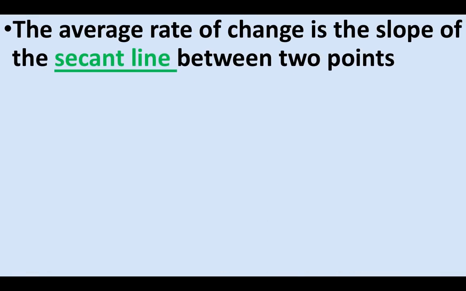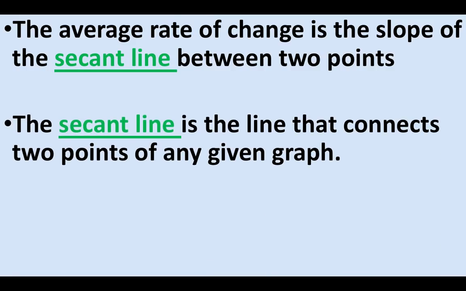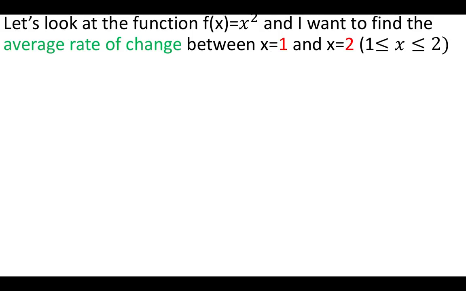So the average rate of change is also called the slope of the secant line between 2 points. The secant line is a line that connects 2 points of any given graph, so any curve. You could create a secant line, you find the slope of that line, that is your average rate of change. We're going to take a look at a picture here so that you can better see what's going on and what I mean. So we're right now looking at the function f(x) = x squared.